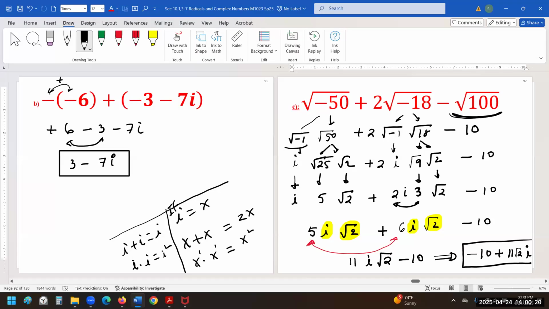We have 2, i, 3. There is no visible symbol between them. When you don't have any visible symbol, it's always multiplication. So it's 2 times i times 3 times square root of 2. 2 and 3 give us 6. i is i, square root of 2 is square root of 2. 7 has i, 3 doesn't. i is just like x. If you don't have your x, you cannot add or subtract 2x's.